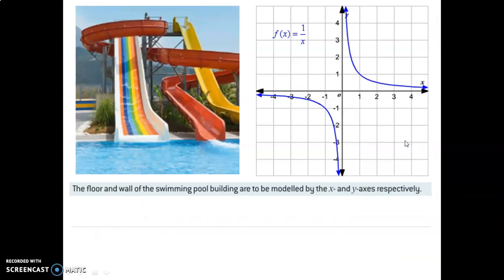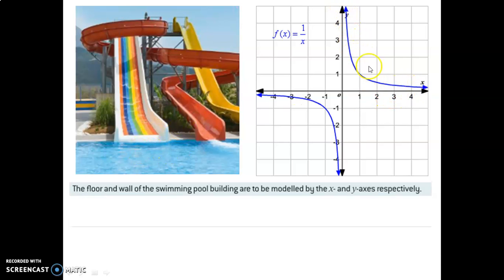All right, let's go back to our water slide situation. We have this water slide. Let's say that the reciprocal function is going to be used as a model for this water slide here. It says the floor and the wall of the swimming pool are to be modeled with the x and y axis. So for example, this y axis here is considered the wall behind the water slide, and this here is considered the water level, or the floor here.